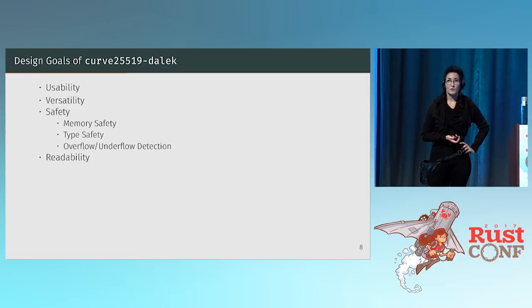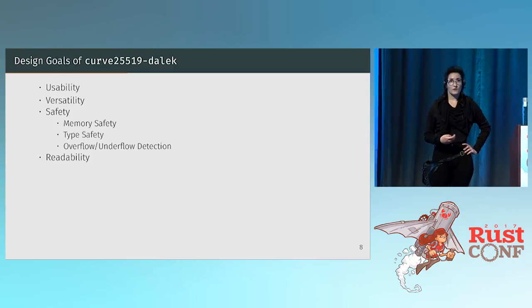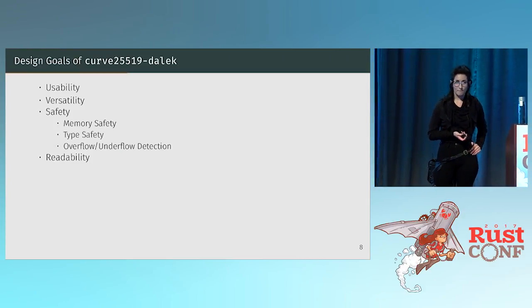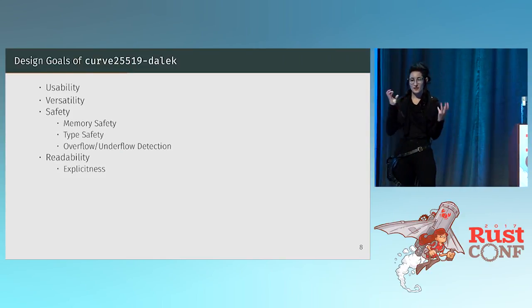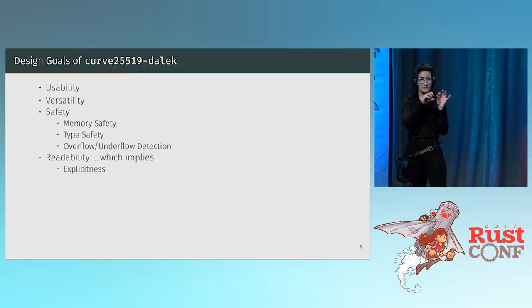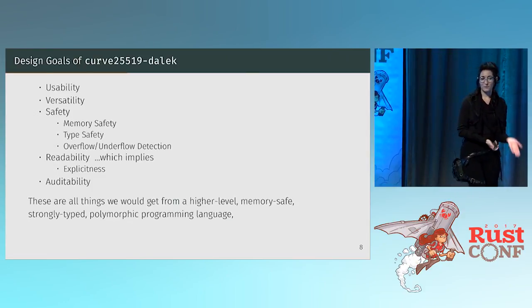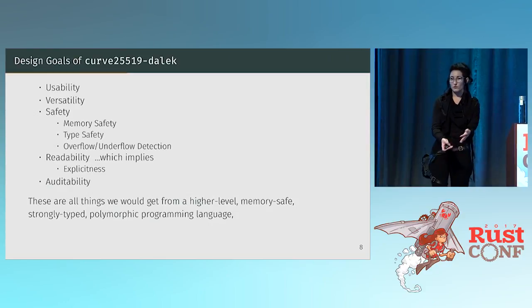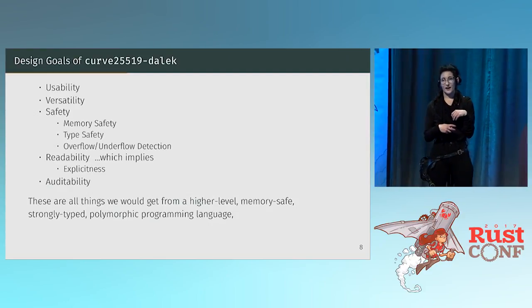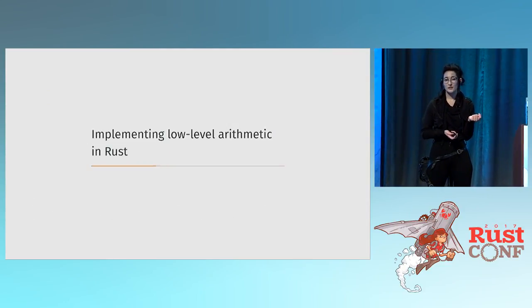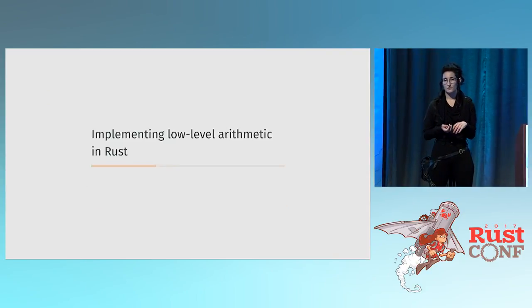It should be safe, and by that we mean multiple kinds of safe. It should be memory safe, type safe. Rust has extra nice things if you build in debug mode: there are underflow and overflow protections. It should be readable, which is a huge thing, because if you're copy-pasting around all these assembly files and each cryptographer is making tiny tweaks and changes in tarballs with no Git history, there's no way to know why someone changed something. You just have this blob of unreadable code that takes forever, and it's not very explicit. Readability also implies that it should be auditable, which is a huge thing for security-critical code.